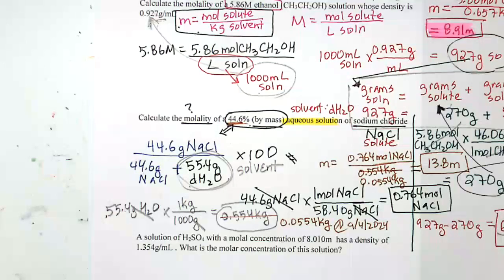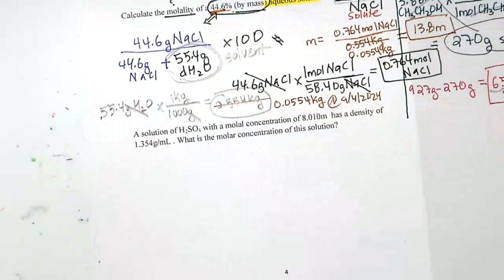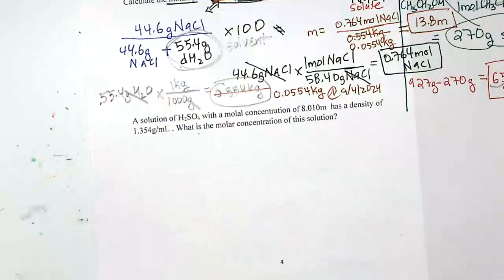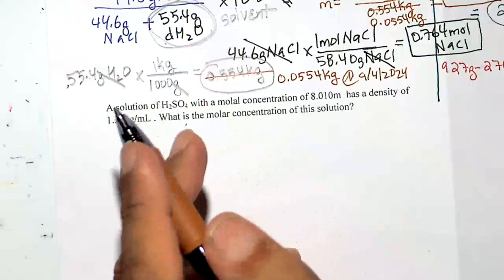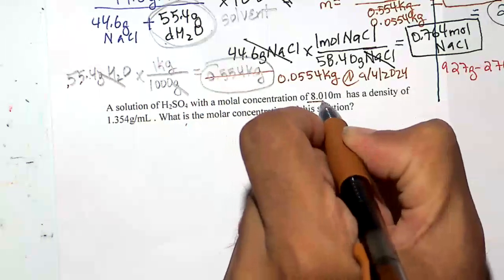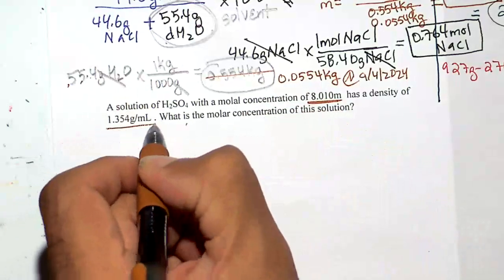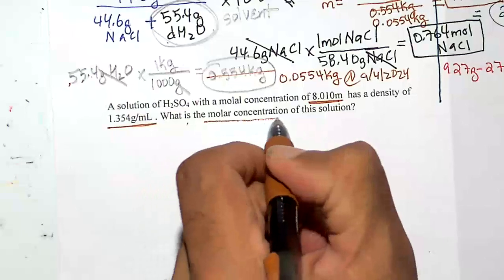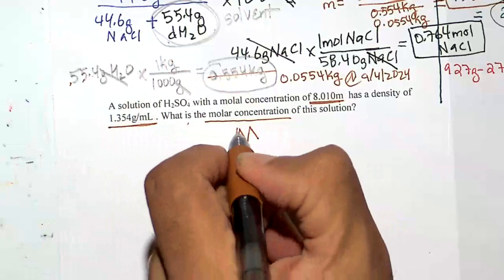All right, let's do one more molality problem, since that's a little bit difficult. And we'll do that one, and then we'll move on to the next topic in this chapter here. Okay. A solution of H2SO4. This is called sulfuric acid. I do not know if you remember this from Chem 1. Sulfuric acid has a molal, we'll call this lowercase m, of 8.010 molal. This is the density of that solution, and we're asking for molarity, moles over liter.